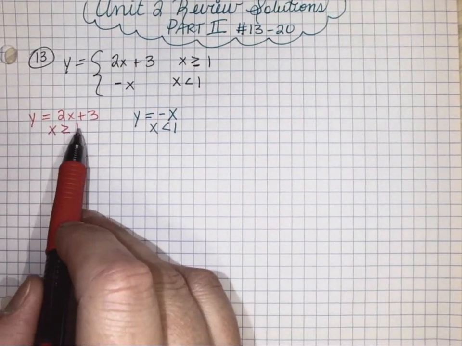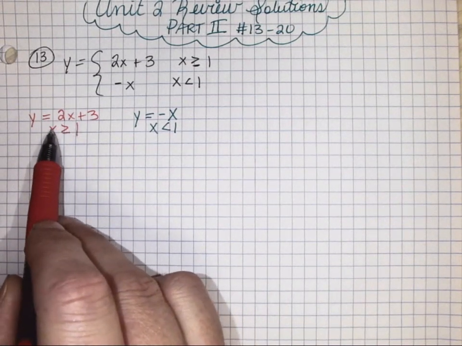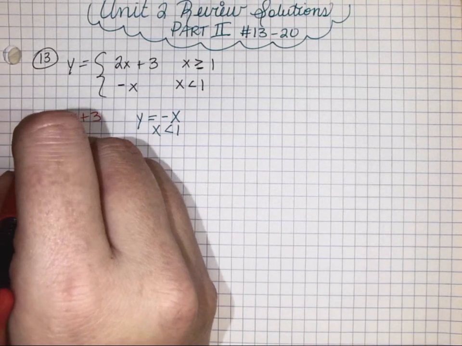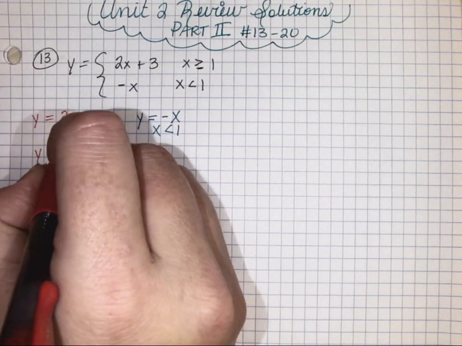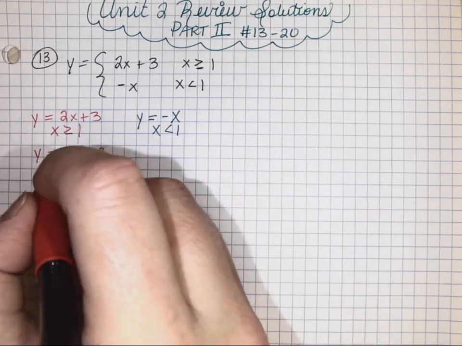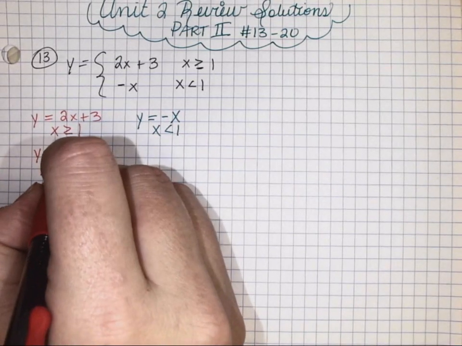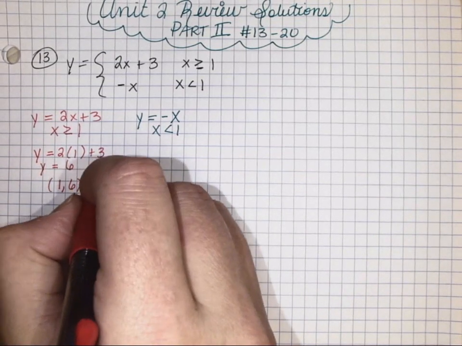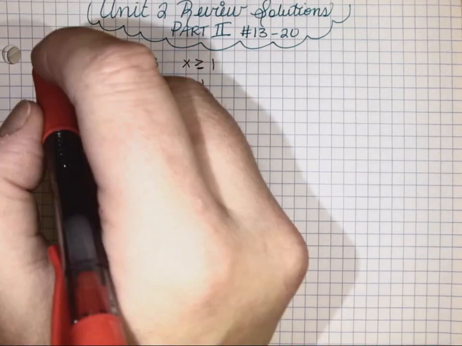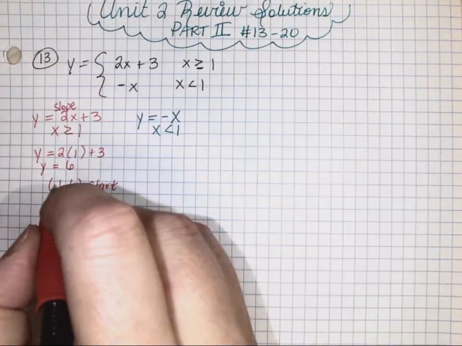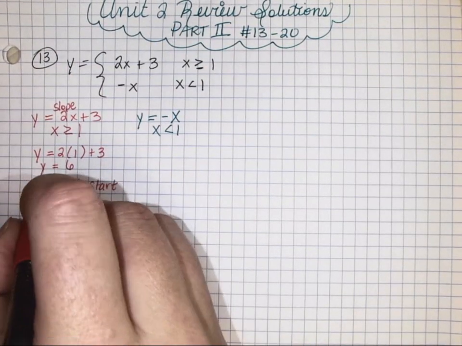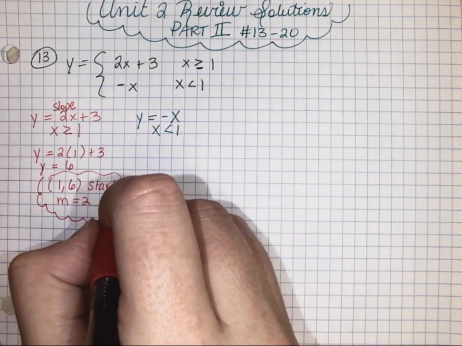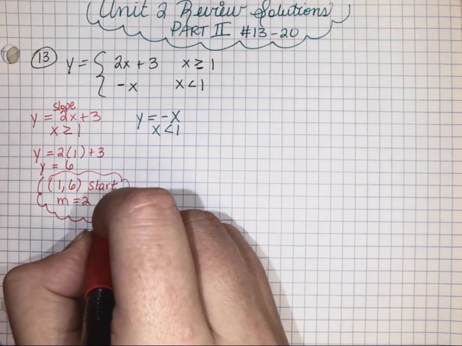you need to plug in whatever number is in your inequality to figure out your starting point. So I'm going to plug in 1 for x to see what my y value is, and I'm going to get 6. So my starting point is 1, 6. That's where I start. My slope is 2. So that's what I'm going to use to graph that line. And it was x greater than or equal to 1, so I only want to see the right side.